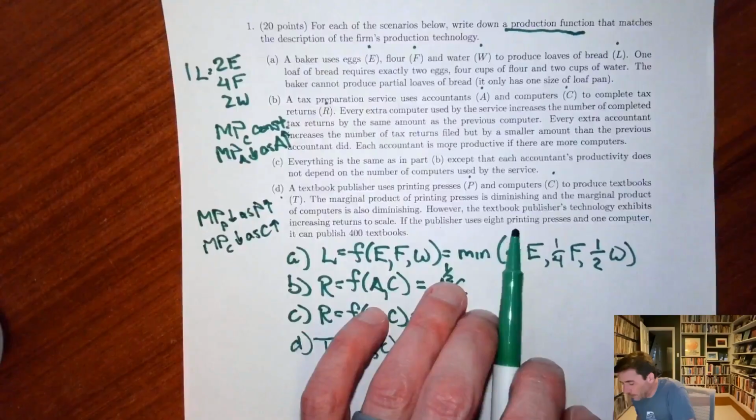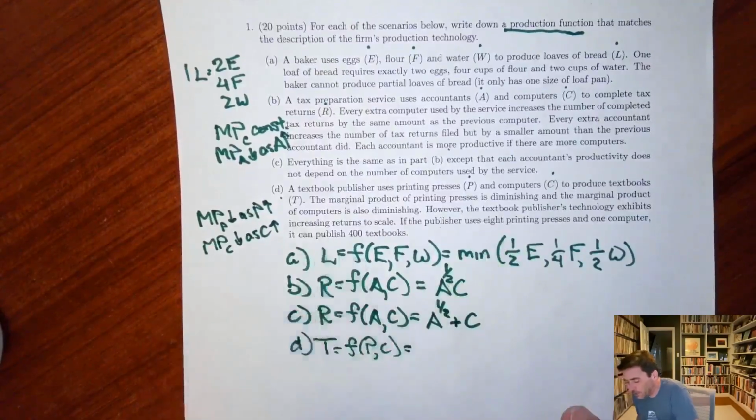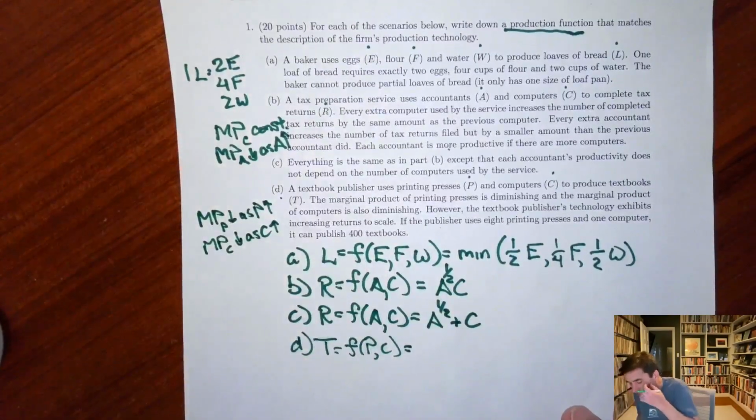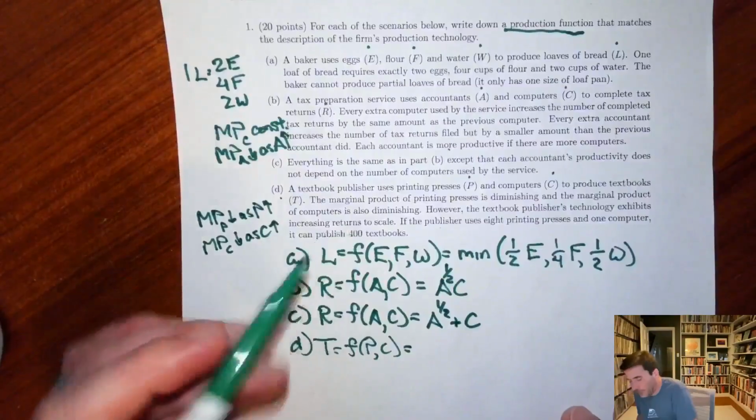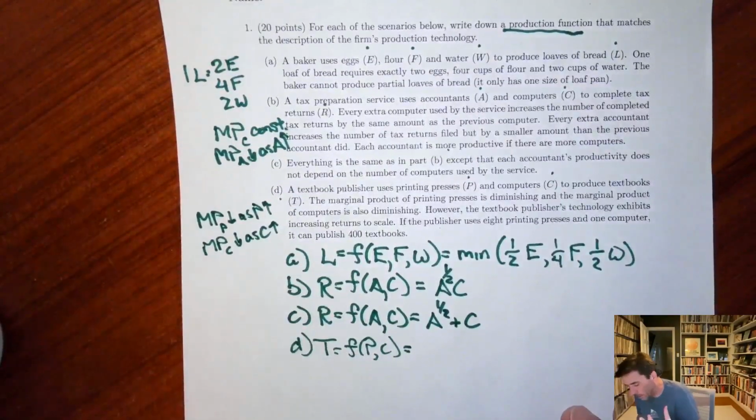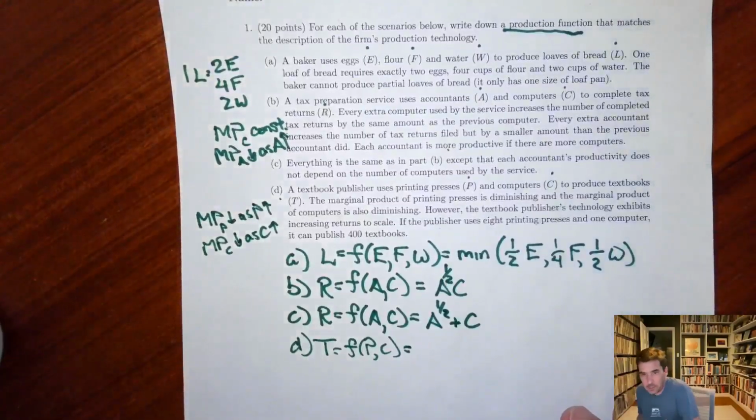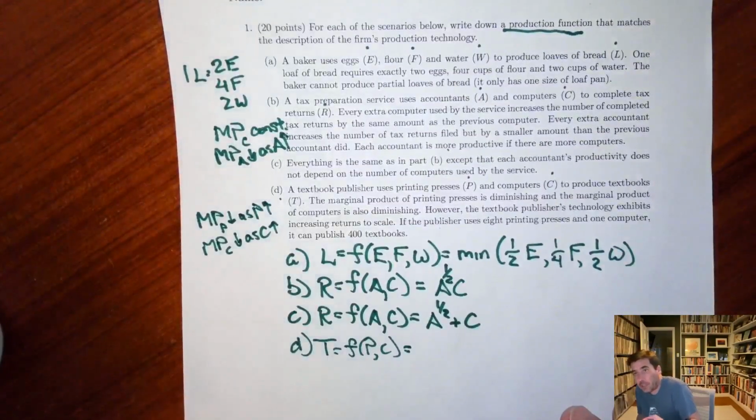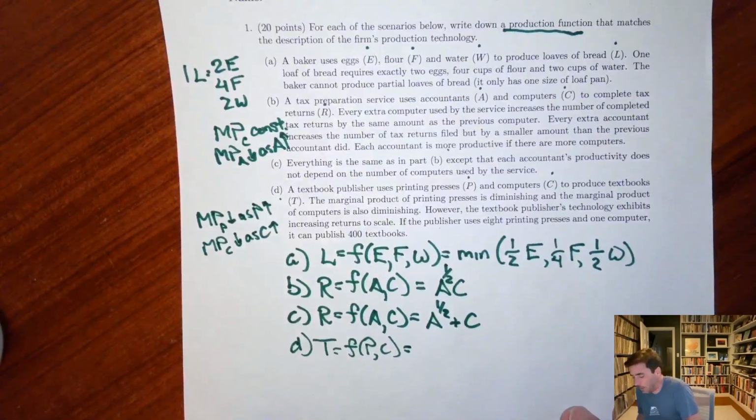However, the textbook publisher's technology exhibits increasing returns to scale. So here we're going to take a little bit of a shortcut and remember that our Cobb-Douglas function had this special property with increasing returns to scale or decreasing returns to scale. It mattered whether those exponents added to more or less than 1. It was going to give us increasing returns to scale if they added to more than 1.